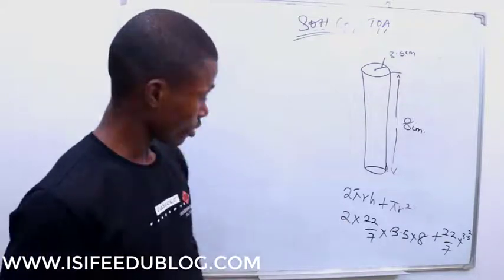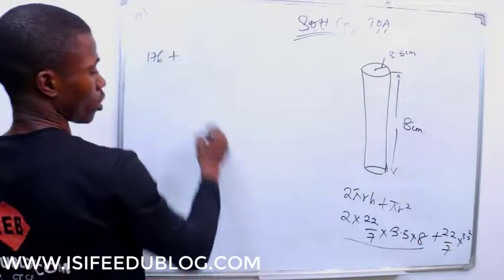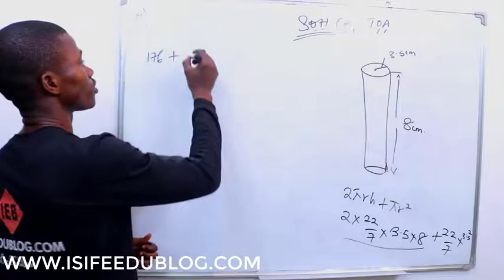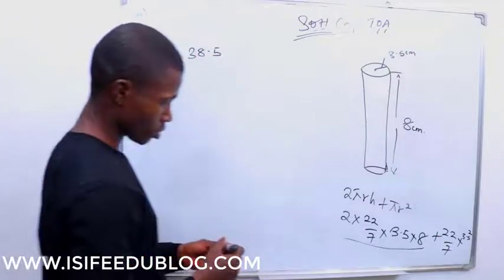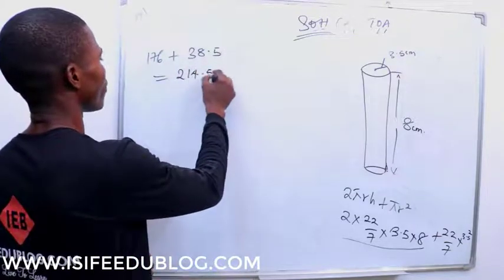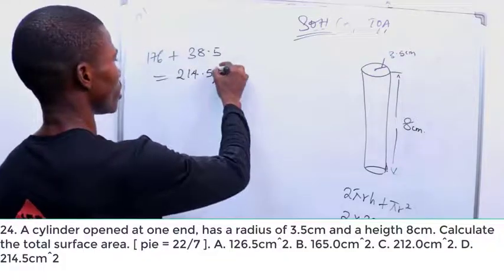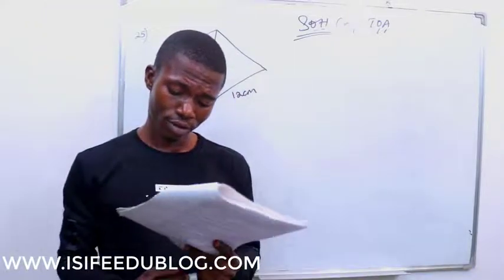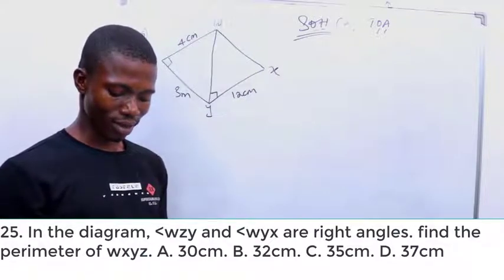Let's punch from here to here and write our answer. That is 176. So from here we give us 176 plus, let's punch the other side, 3.5 squared. So the other side will give us 38.5. All you need is add the two of them. Okay, 214.5. Okay, what's our unit? They say total surface area. Okay, cm squared.